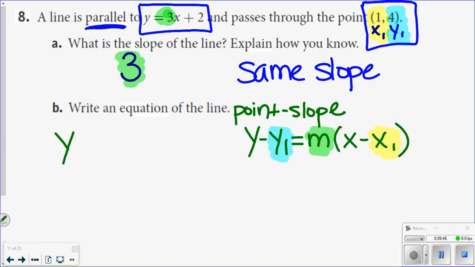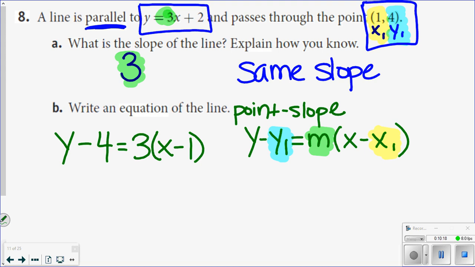y minus y1, which is 4, that's highlighted in blue, equals m, your slope in green, 3, parentheses x minus x1, which is in yellow, and it's 1. So that would be our answer. Good job.